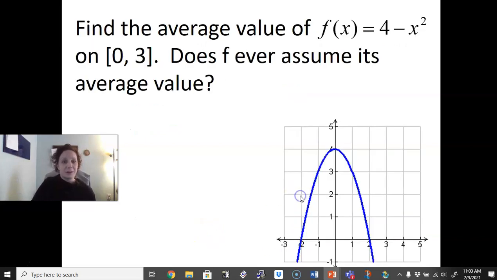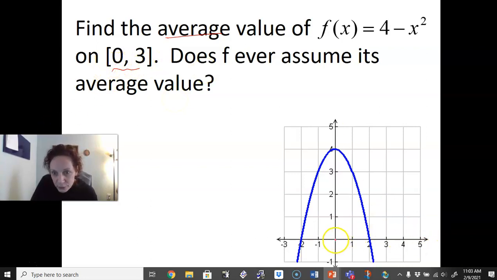I'm going to try really hard not to mix up the words integral and interval. Let's see if I can do it. Okay, so here we have a parabola, 4 minus x squared, and we want to find its average value on the interval from 0 to 3.